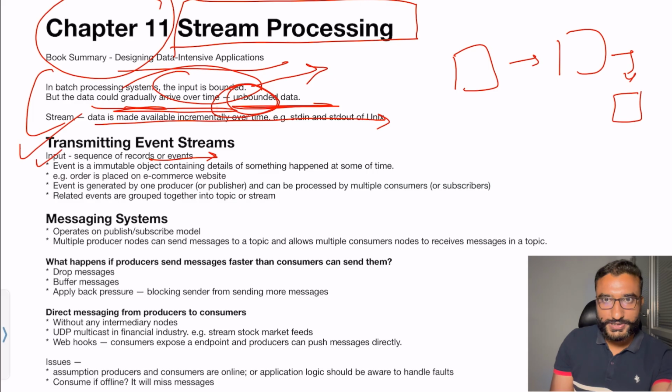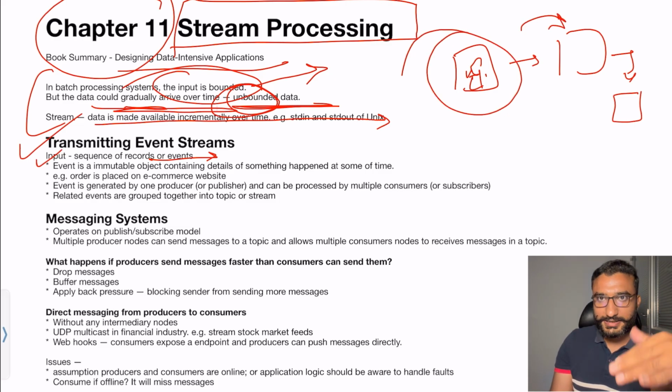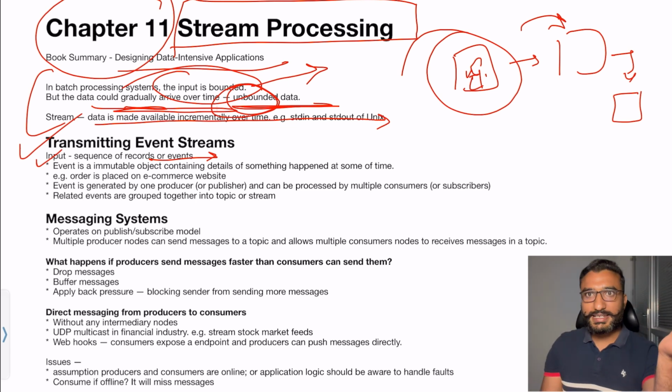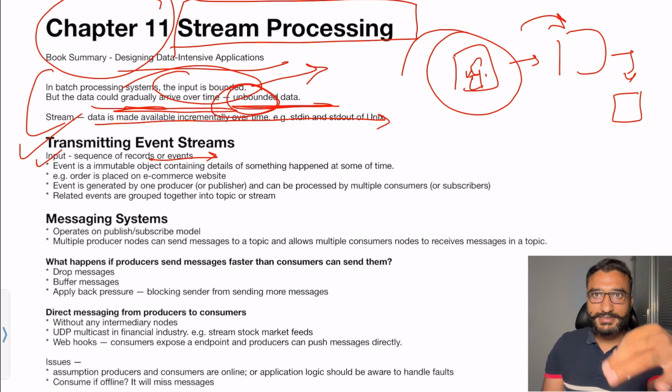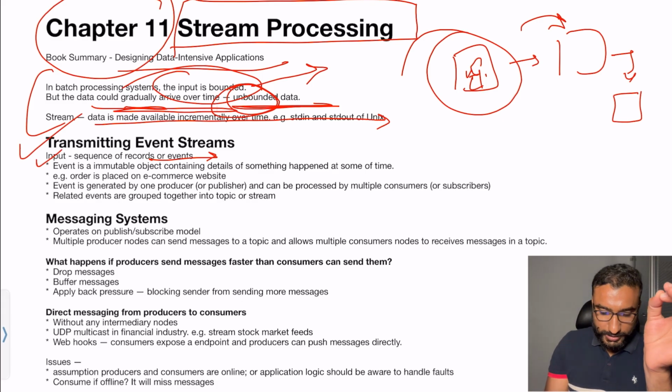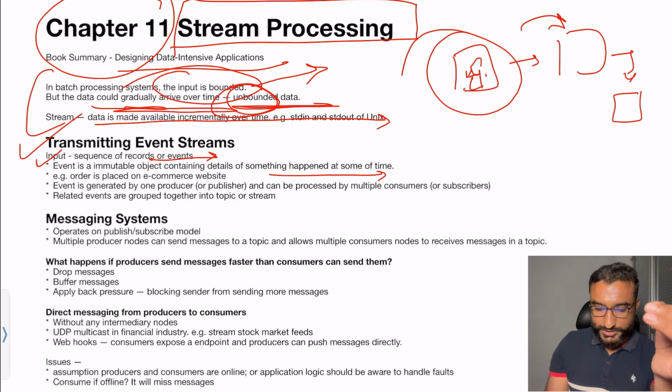An event is an immutable object. It doesn't keep on changing, so you receive one event and it is immutable. Then you will receive a new event. It's not that your existing event is updated and then you send it. There is no such thing. Once the event is created, it is immutable and is not changing over time. Whenever there is a new update, you will be sent a new event. So an event is an immutable object containing details of something that happened at some time.